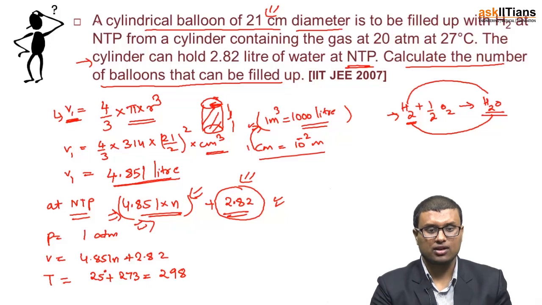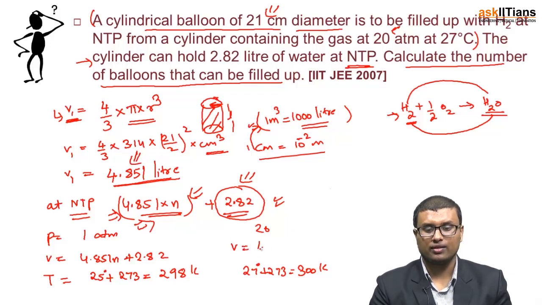Now let's get back to the first line of the question. It says that at 20 atm, the temperature is 27 plus 273, which is nothing but 300 Kelvin. Your volume is just what? Your volume is now 2.82 liters itself, because the cylinder already can hold 2.82 liters. So your volume will be 2.82.